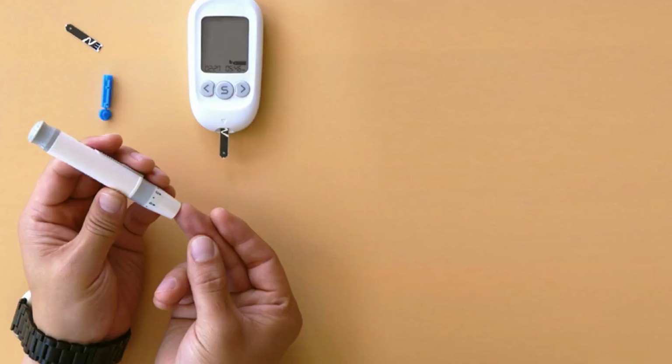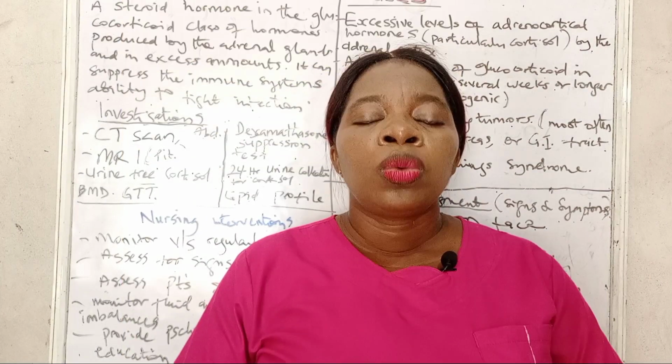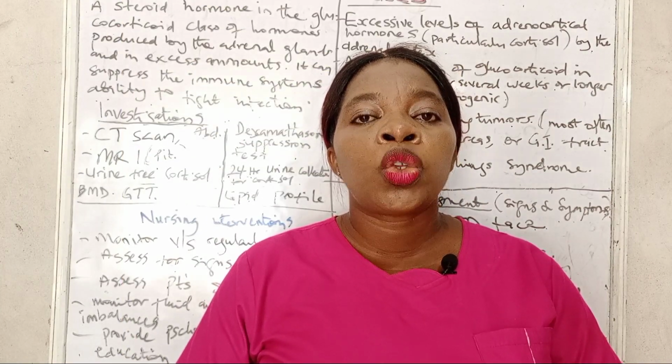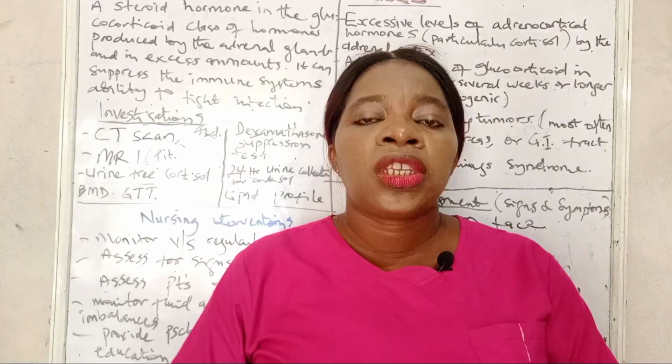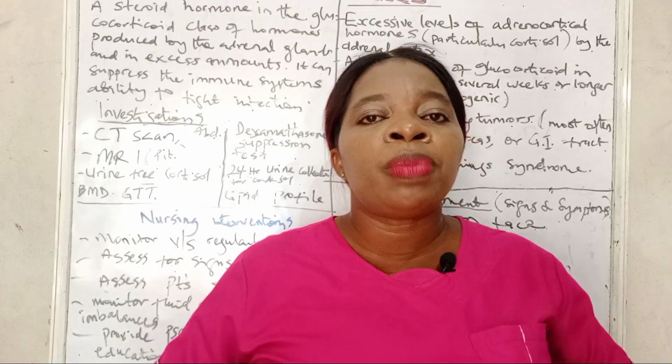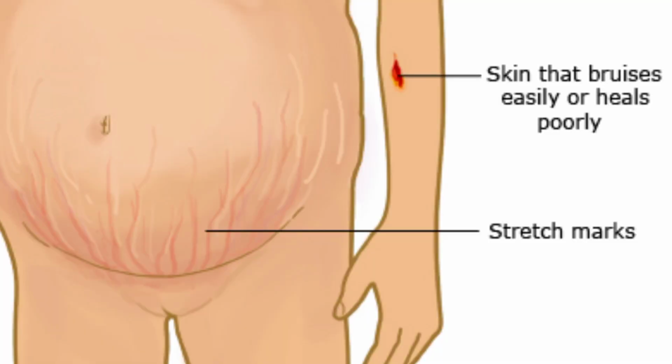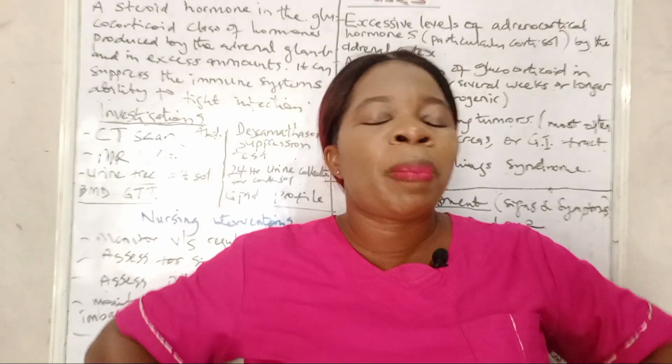There is hyperglycemia and hypocalcemia, which predisposes the client to osteoporosis. The skin is fragile and can easily bruise. The client has red-purple striae on the abdomen and upper thigh.